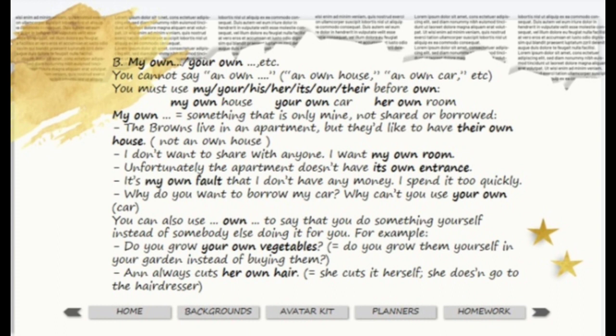So, you can also use own to say that you do something yourself instead of somebody else doing it for you. For example, do you grow your own vegetables? It means, do you grow them yourself in your garden instead of buying them? The other example, Anne always cuts her own hair. It means she cuts it herself, she doesn't go to the hairdresser.